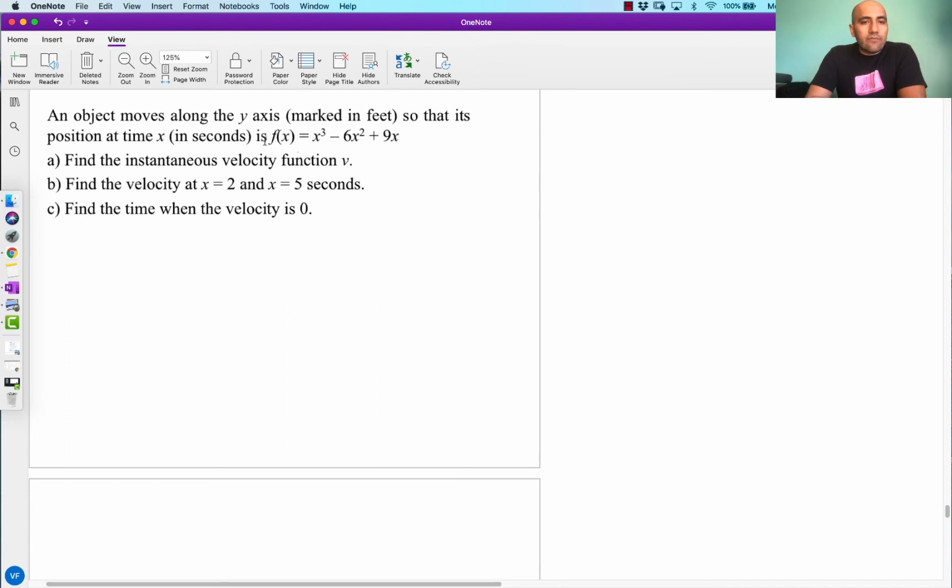Okay, so if this function, f of x, given by this equation here, is the position function, it means that the input is time in seconds, and the output is a distance. We learned before that when we take the derivative of a position function, we get the velocity function. Okay, so part A, find the instantaneous velocity function. The instantaneous velocity function v really just means to find the derivative of the position function.